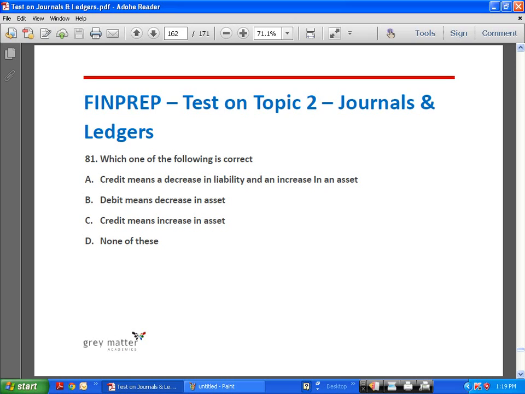So none of these. Credit means a decrease in liability is wrong, because whenever a liability increases, it is credited. Whenever a liability decreases, it is debited. That is, when we settle our creditors, we debit creditors. Why? Because we are settling our creditors, our liability comes down. So a decrease in liability is debited. So the answer is none of these.